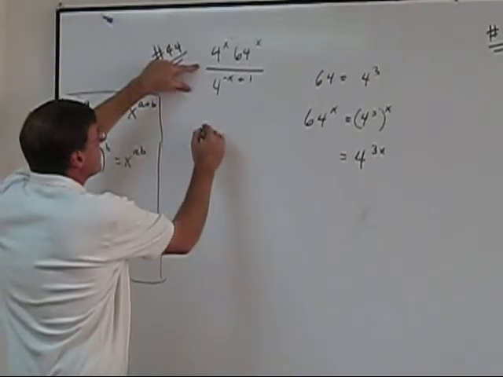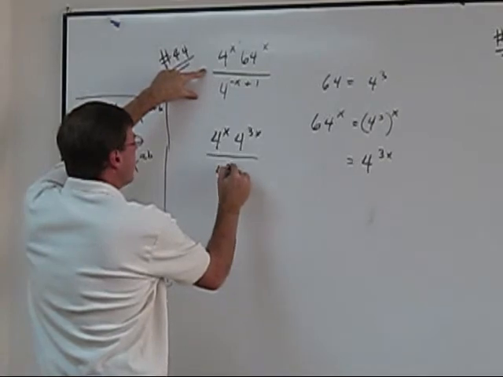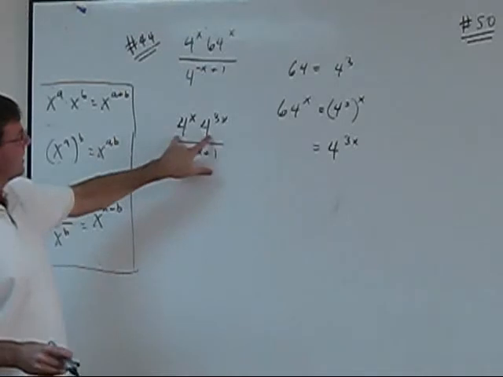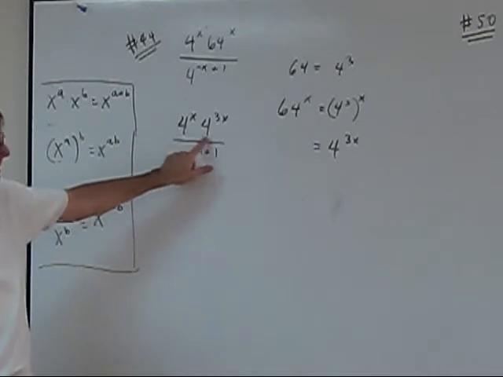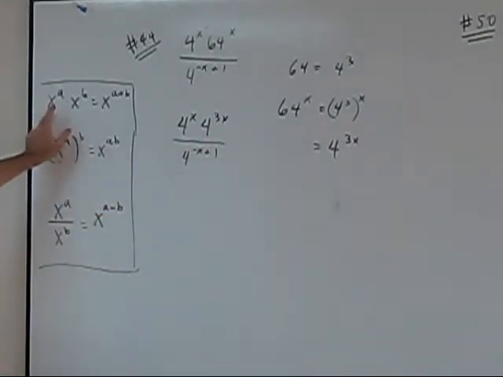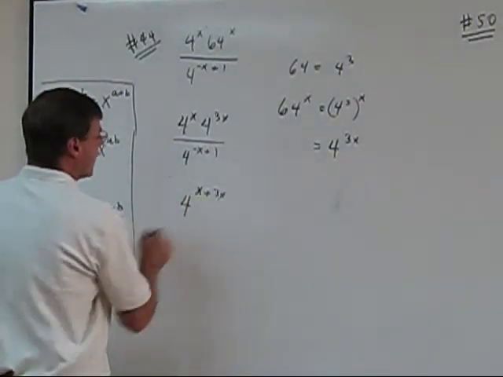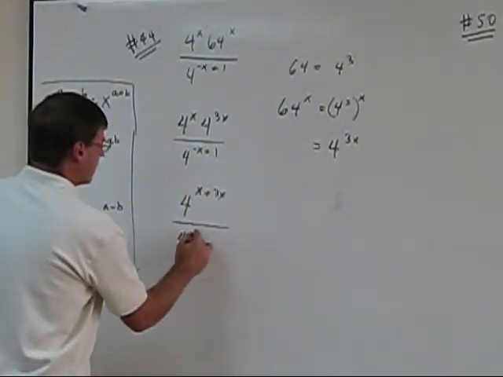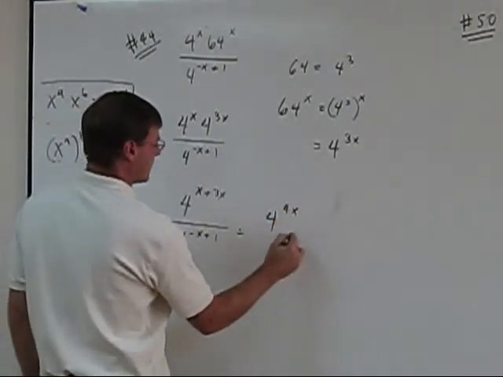So let's rewrite this. This is 4 to the x, 4 to the 3x over 4 to the negative x plus 1. Now, in order to completely simplify, let's combine these on the top. And in order to do that, you see that the base is the same. So I'm going to use this rule. Something to an exponent, the same something to another exponent, you add the exponents. So this up on top is equal to 4 to the x plus 3x over 4 to the negative x plus 1. I can combine that to equal 4 to the 4x.